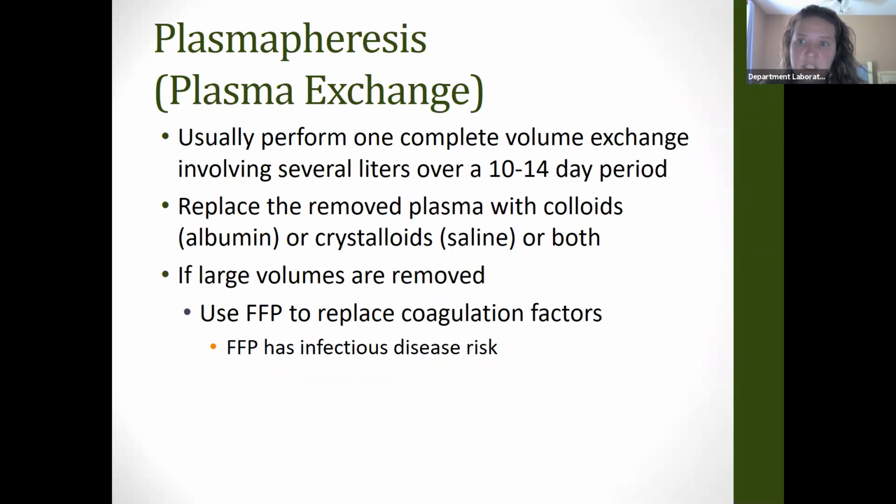And typically these patients will have it done over a period of time, 10 to 14 days. Some might even come in on a monthly basis to have it done. A lot of those patients with TTP, this will be a repetitive occurrence for them.